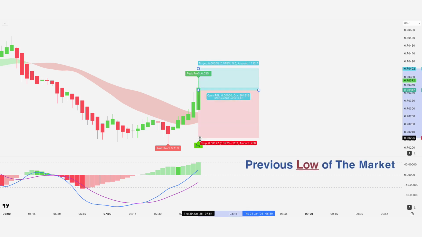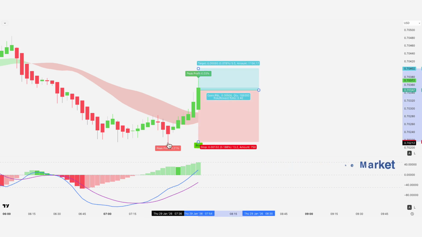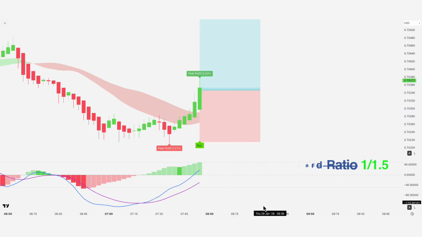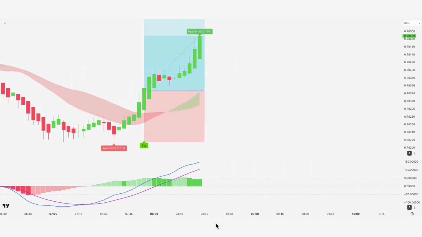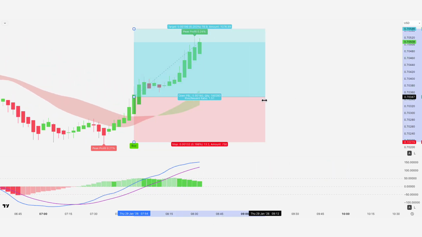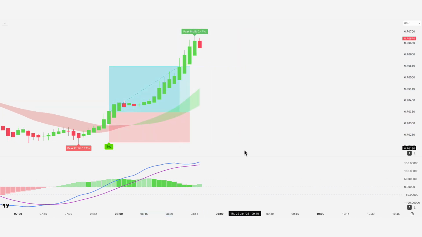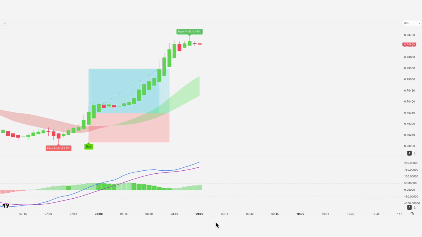Our stop loss is to be placed at the previous low of the market, and the risk to reward ratio will be 1 to 1.5. The market has completely hit the target. Let us now understand the short position.